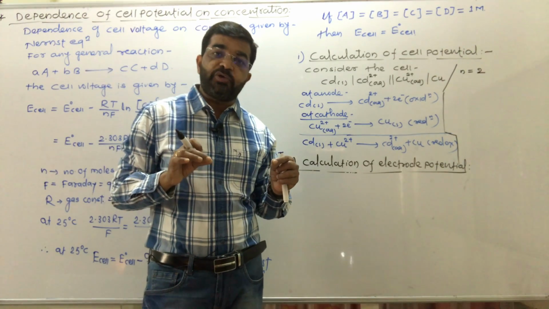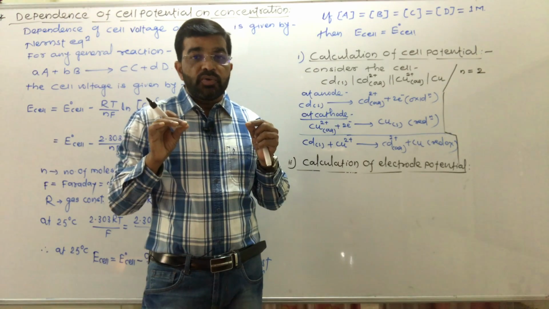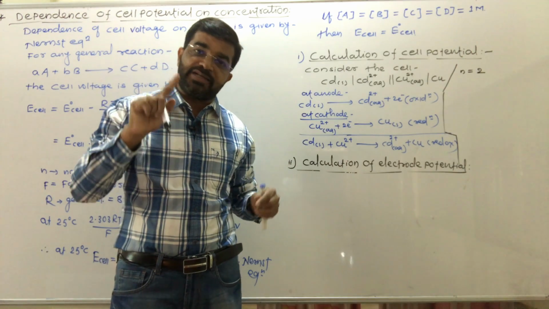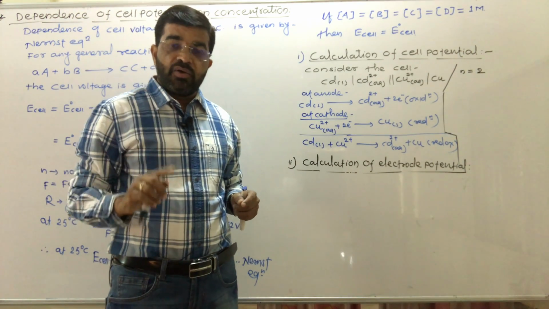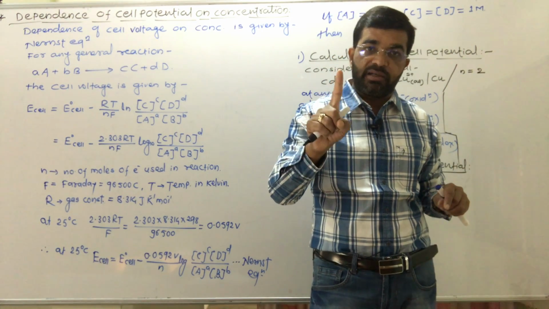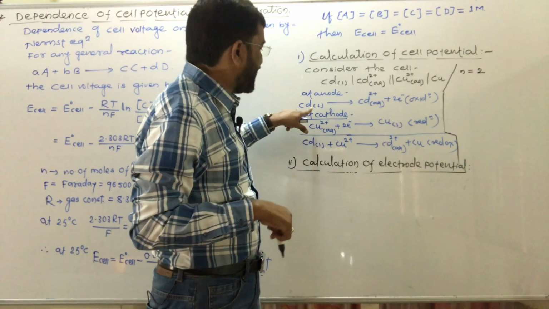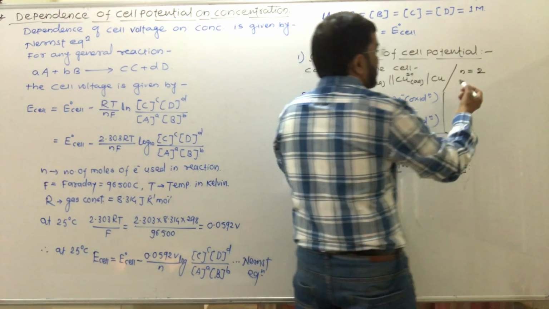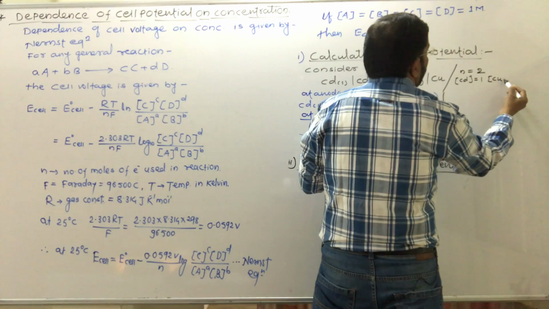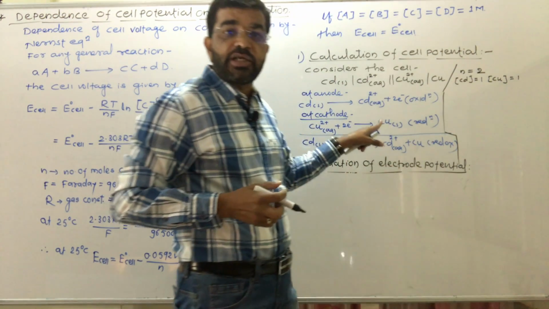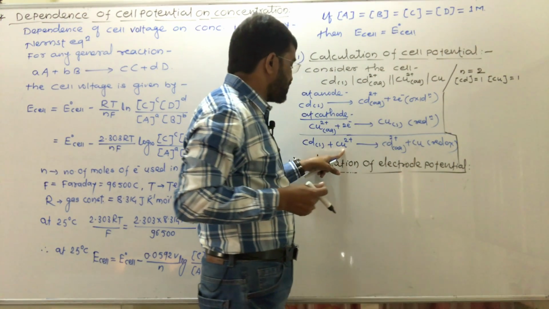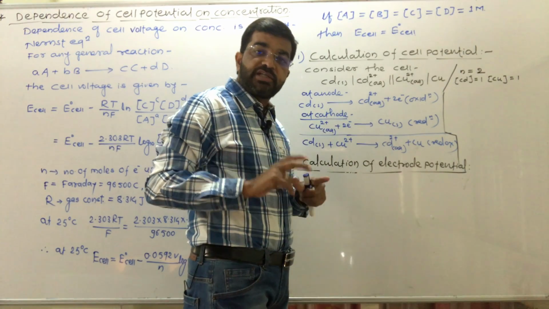And one point here you have to remember, the concentration of a solid metal in pure state is taken as unity, that is 1. So here, which is the solid metal? Pure cadmium, and here copper. That is, the concentration of cadmium is equal to 1, and the concentration of copper is also equal to 1. And the concentrations of copper ions and cadmium ions, what is given, that we have to indicate there.